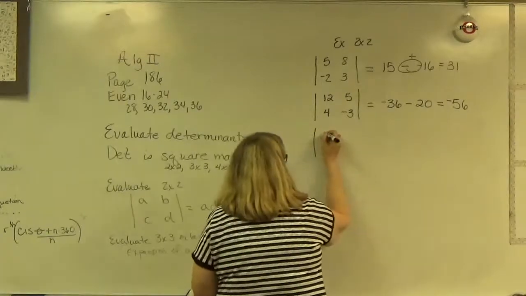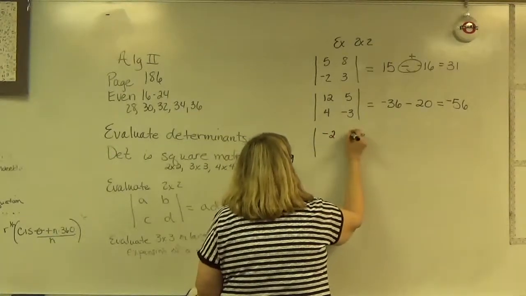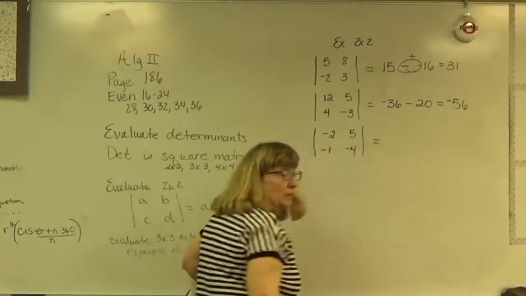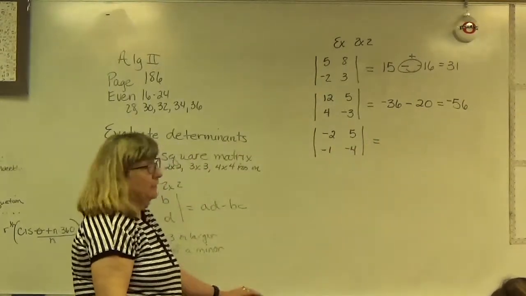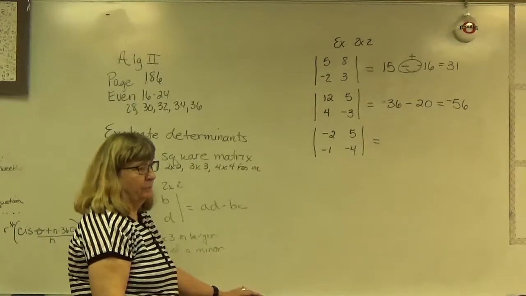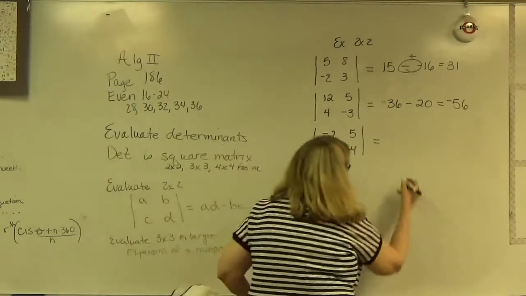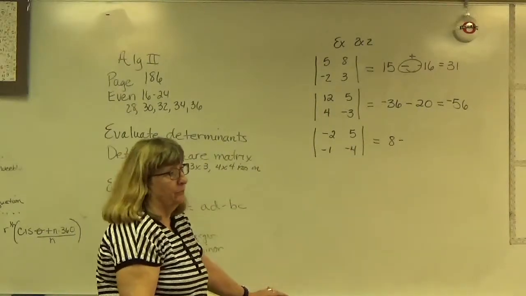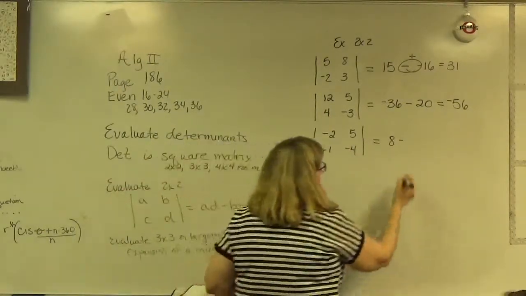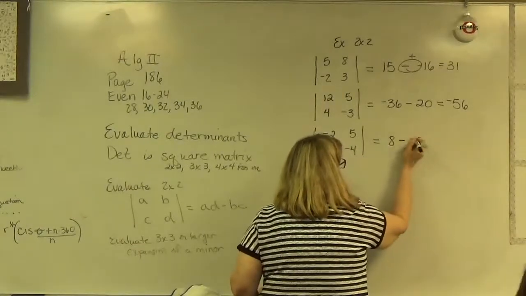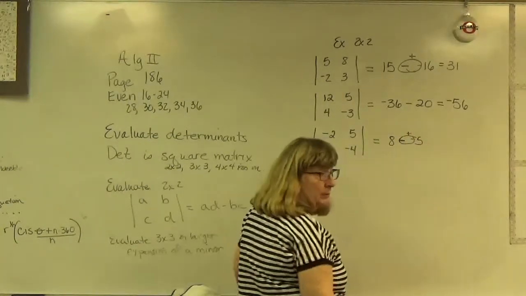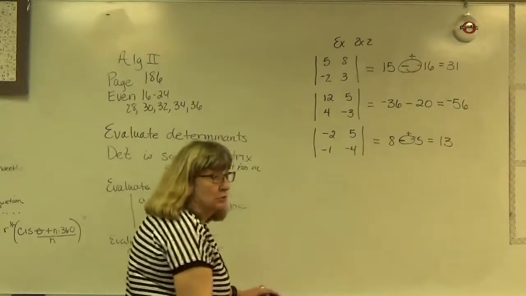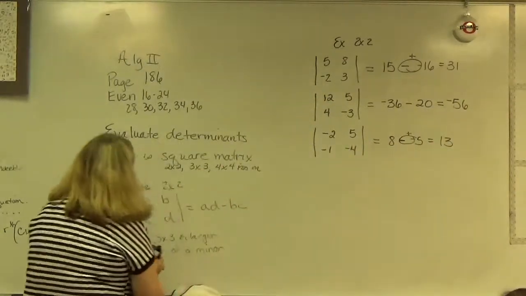One more for good measure, and I'll throw in a bunch of negatives. Okay, Josie, what about the diagonal down? Diagonal up? -5. And we always subtract, so minus a -5 becomes a plus, and we end up with 13. Is everybody okay on 2 by 2s? Yeah. Okay. Now we're going to move on.